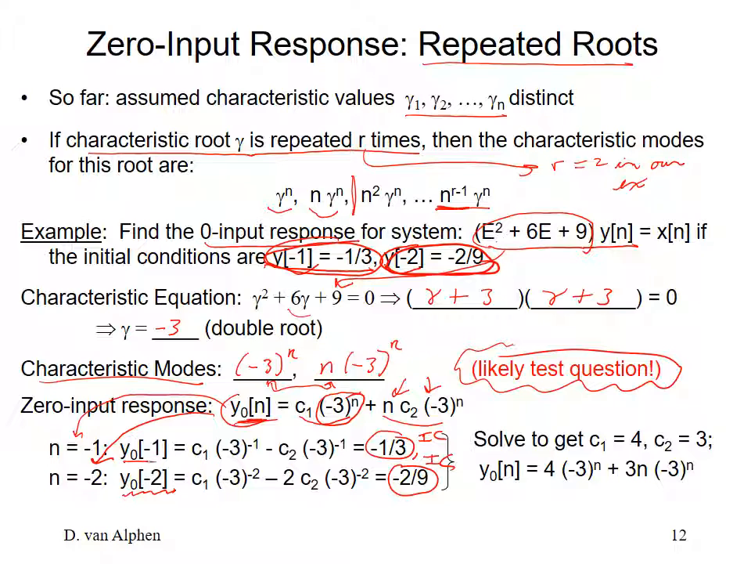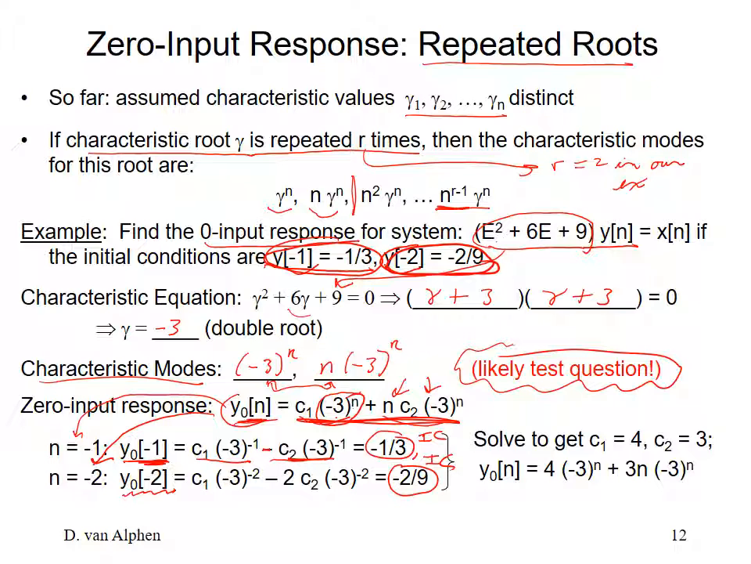So looking at this first equation now, using n equal -1 in this expression, I have C1 times -3 to the -1, that's this part. Then adding n times C2, -3 to the n. Well, n is -1, so instead of adding, effectively we're subtracting 1 times C2 times -3 to the -1, right?